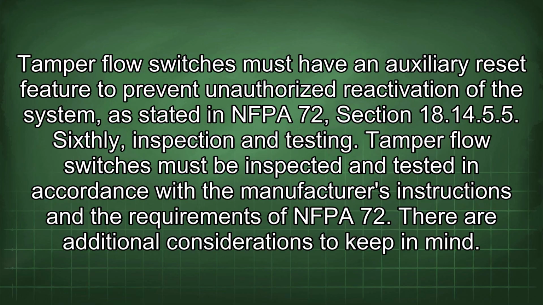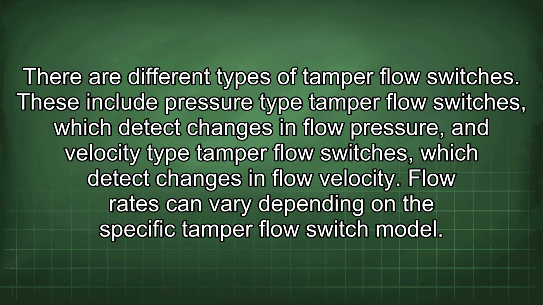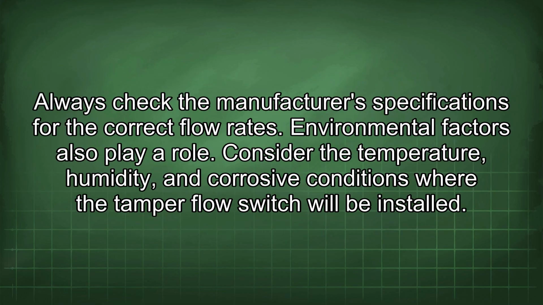as stated in NFPA 72, Section 18.14.5.5. Sixthly, inspection and testing. Tamper flow switches must be inspected and tested in accordance with the manufacturer's instructions and the requirements of NFPA 72. There are additional considerations to keep in mind. There are different types of Tamper flow switches. These include pressure-type Tamper flow switches, which detect changes in flow pressure, and velocity-type Tamper flow switches, which detect changes in flow velocity. Flow rates can vary depending on the specific Tamper flow switch model. Always check the manufacturer's specifications for the correct flow rates.